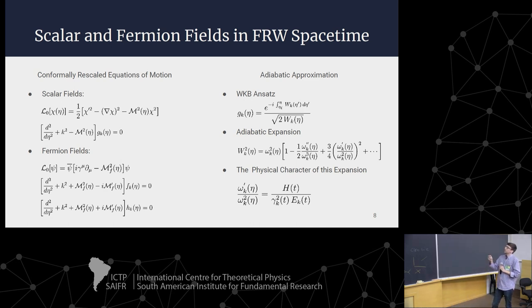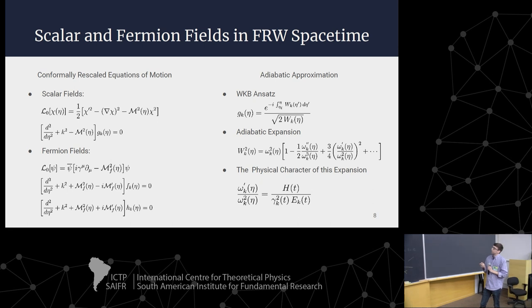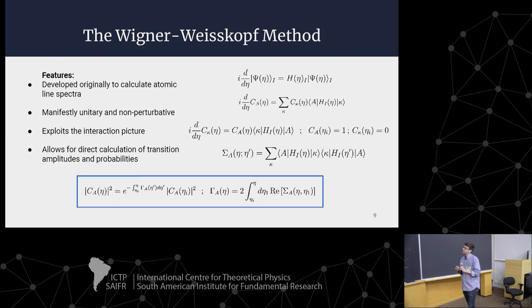Okay, so for the rest of the talk, I'm working at zeroth order adiabatic, and I'm going to consider that I'm working in the radiation-dominated cosmological epoch. So now how do I extract the decay law? I need a formalism. I don't want to use the S matrix for reasons I already said. So there is another formalism. This is known as the Wigner-Weisskopf method. It's primarily used in quantum optics. We've adapted it to be used in cosmology.